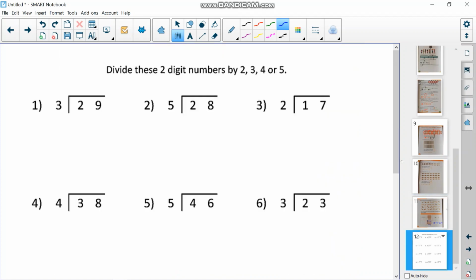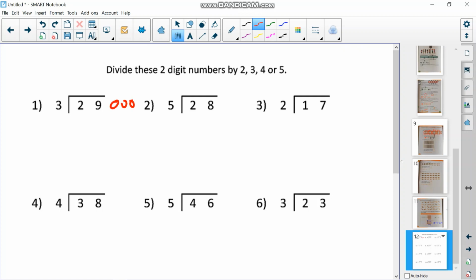Now you're going to answer this worksheet. Divide these 2-digit numbers by 2, 3, 4, or 5. So I will give you 2 examples. Let's start with number 1, 29 divided by 3. Here you can make an array or you can count by 3s. So let's do first by making an array. So we are going to count by 3 to 29.